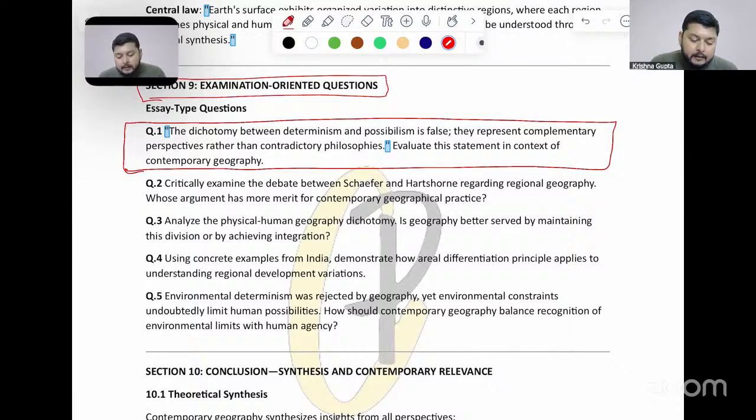The question is: the dichotomy between determinism and possibilism is false. They represent complementary perspectives rather than contradictory philosophies. Evaluate this statement in the context of contemporary geography. This is for 10 marks.